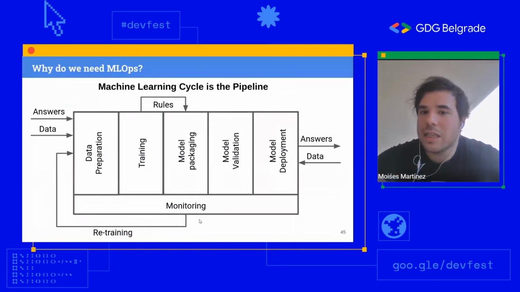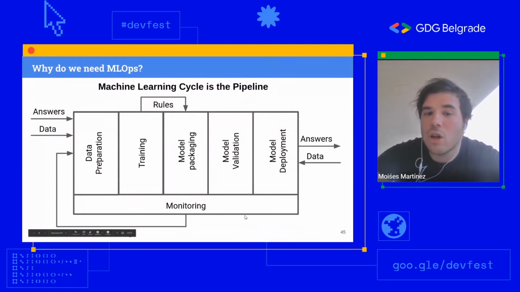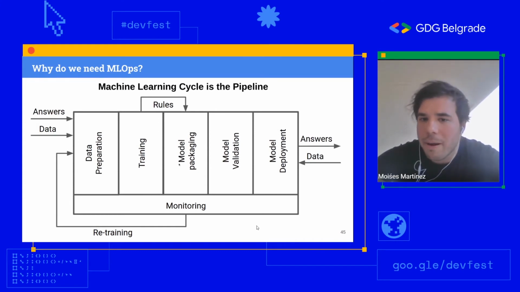This is the machine learning cycle, and this is the thing that we are going to convert into a pipeline, because this is all the process. This is all the code that we need. We have to define a pipeline that has all of these processes: the data preparation, the training, the model packaging, the model validation, and the model deployment. And of course, the monitoring.